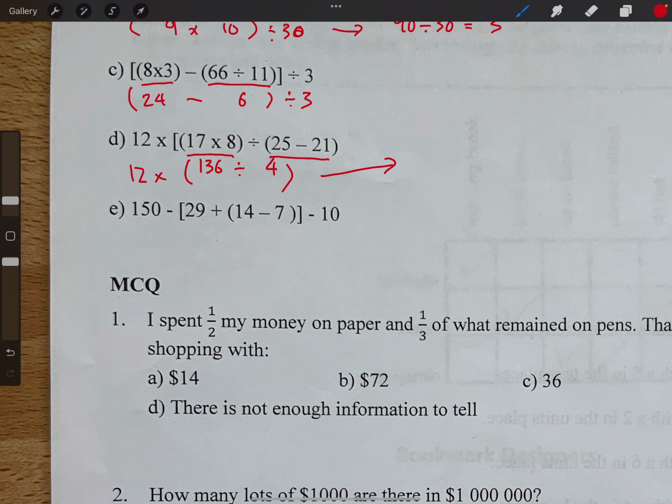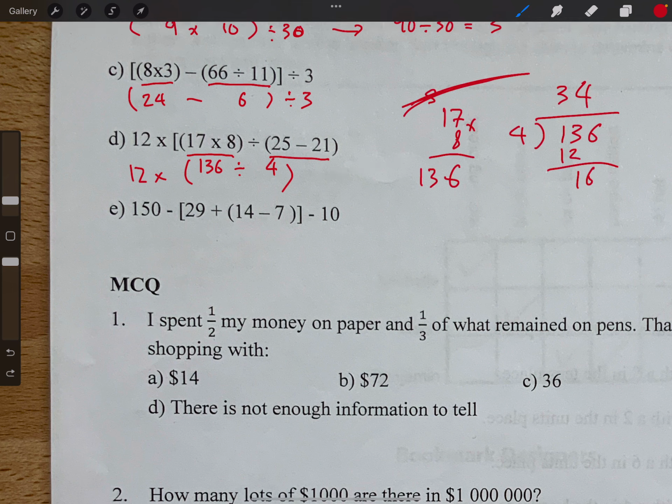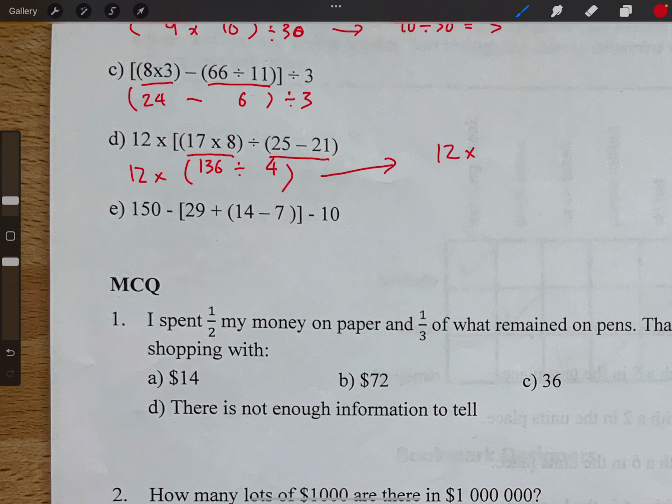So this becomes 12 times, wait, what did I get? What was it? 34, that's right. 12 times 34, and work it out and get the answer. By the way, there should be another bracket here. I think that's missing a bracket.